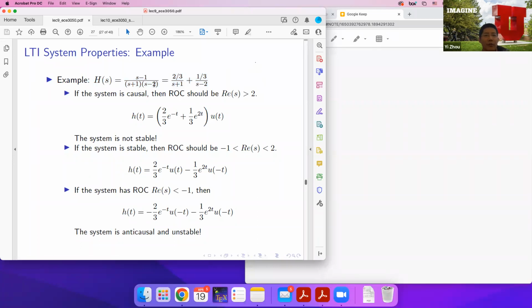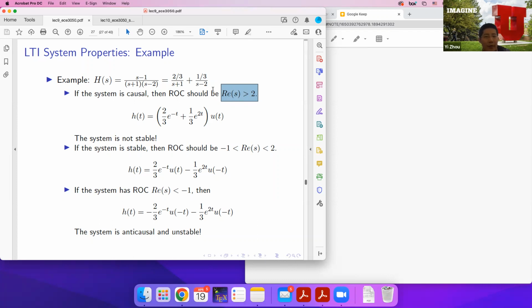And considering this example, we have 2 poles. One is -1, one is 2. So clearly the pole 2 is the rightmost pole. Based on this criterion, we can derive that the region of convergence must be to the right of the rightmost pole. So it's the real part of s bigger than 2. This is the ROC in order for the system to be causal.